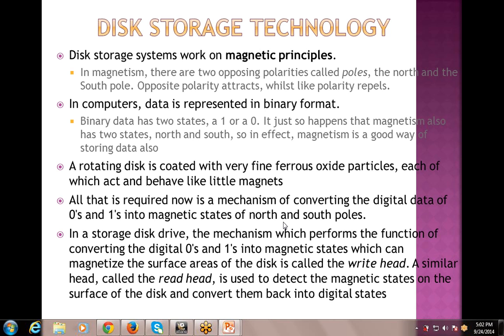Next point says, in a storage disk drive, the mechanism which performs the function of converting the digital zeros and ones into the magnetic states, which can magnetize the surface area of the disk, is known as the write head. And the read head is used to detect the magnetic states of the surface and convert them into the digital states.